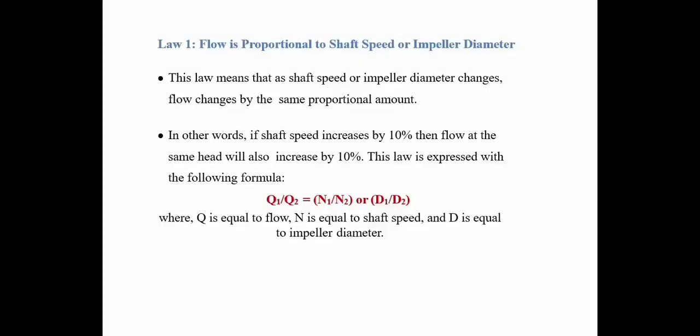So the first law is the flow is proportional to the shaft speed or impeller diameter. So that is Q1 by Q2 is equal to N1 by N2 or D1 by D2. N is the speed of the shaft, which is in RPM. N1 and N2 are the speeds at two conditions. D1 and D2 are the impeller diameters at two conditions. Okay, so this is the first law.